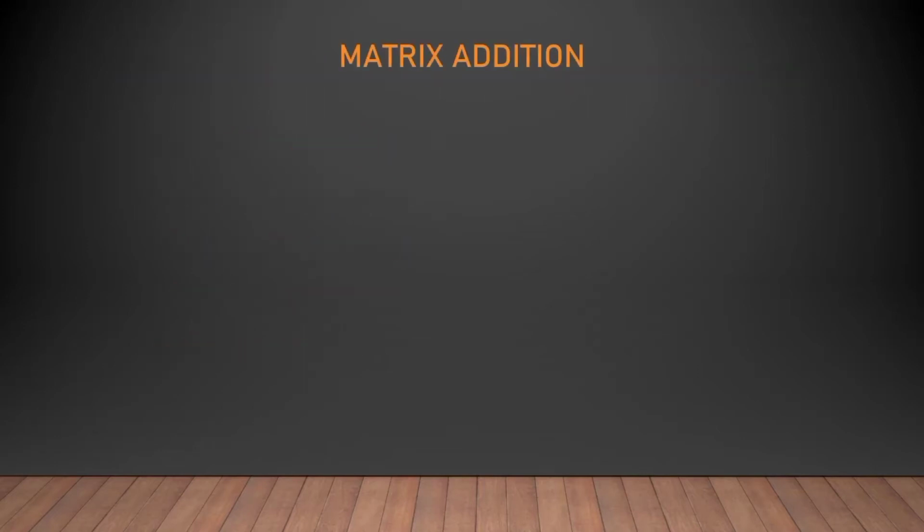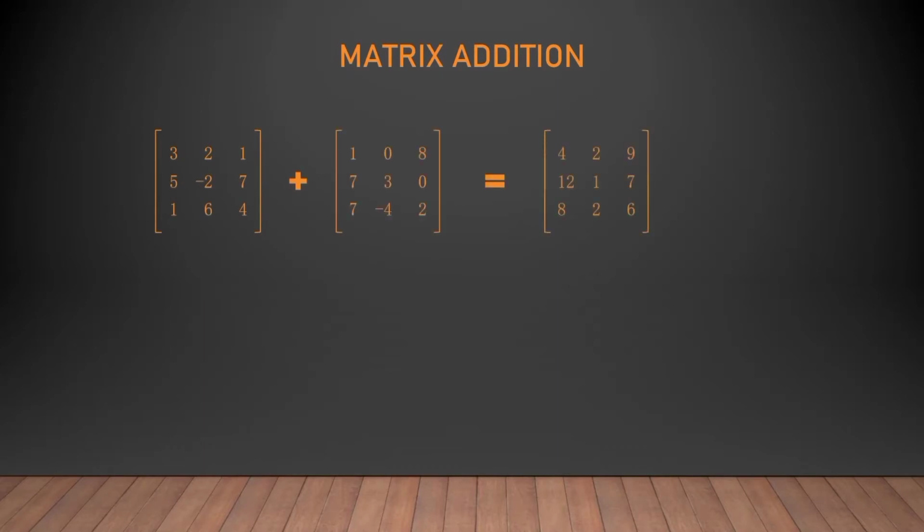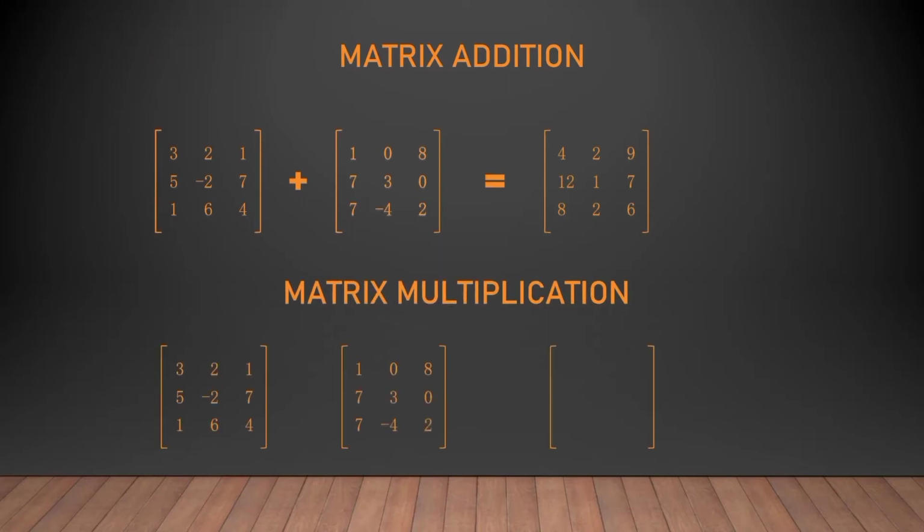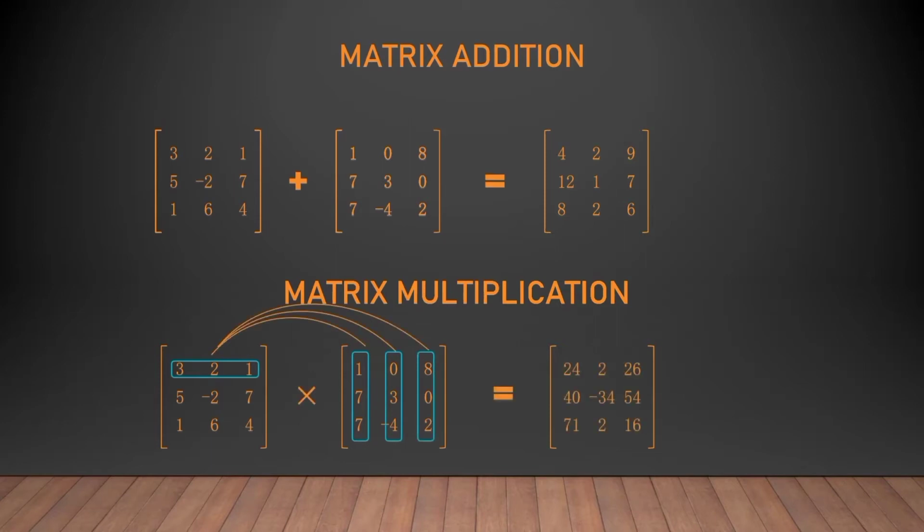Now let's know about matrix addition. Matrix addition is the operation of adding two matrices by adding the corresponding entries together. Whereas in matrix multiplication, we multiply each row of the first matrix to all the columns of the second matrix to get the corresponding row of the resultant matrix.